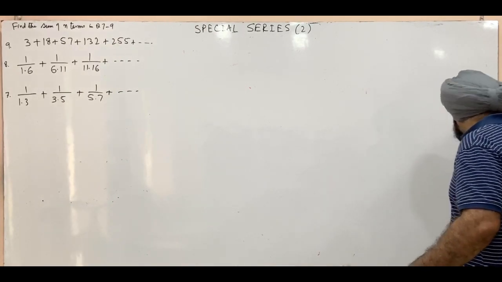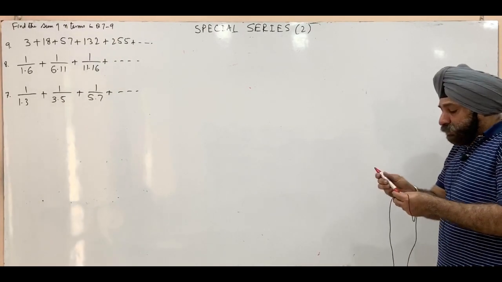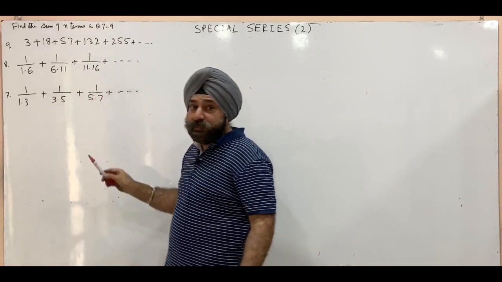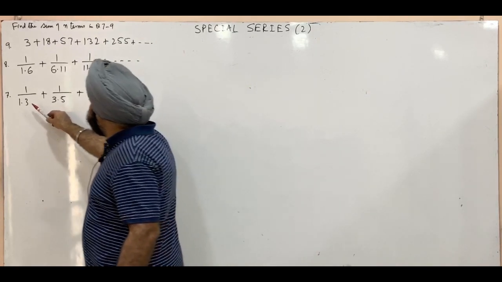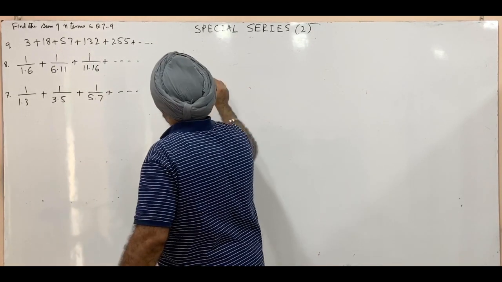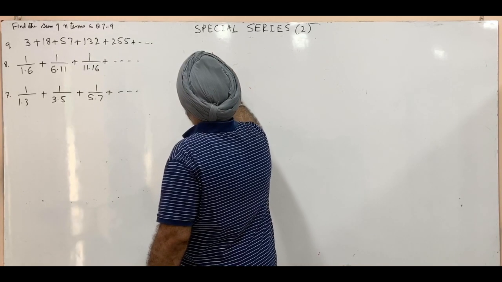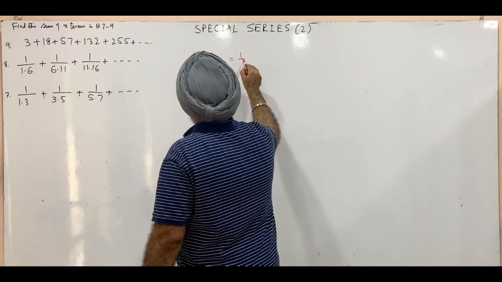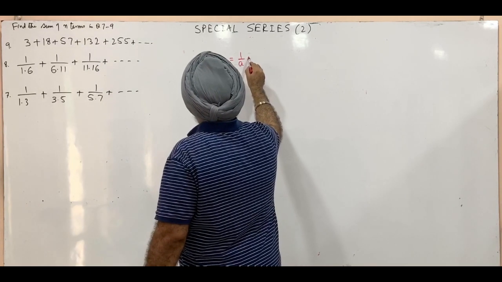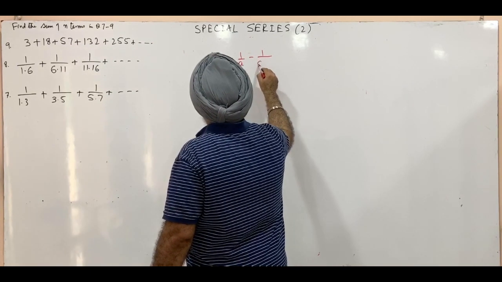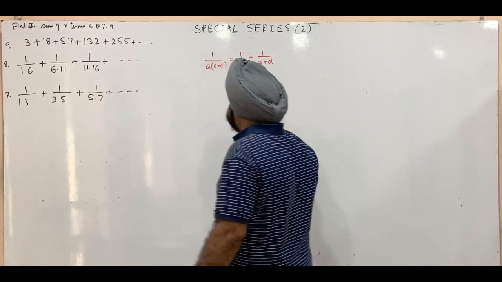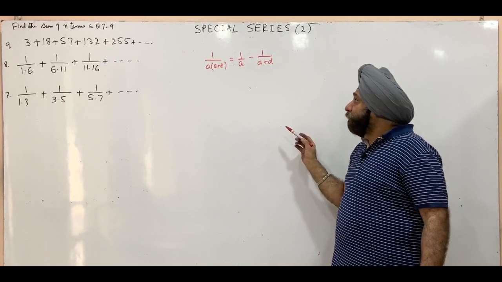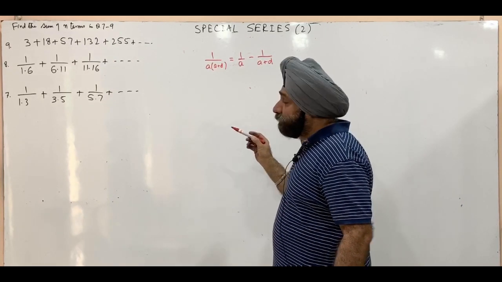What do we observe here? We have 1, 3, 5. This is an AP. 3, 5, 7, that is also an AP. So if we have 1 upon A into (A plus D), this can be written as 1 upon A minus 1 upon A plus D.